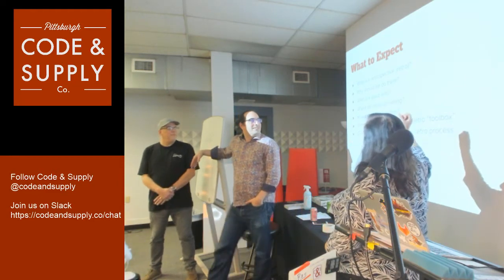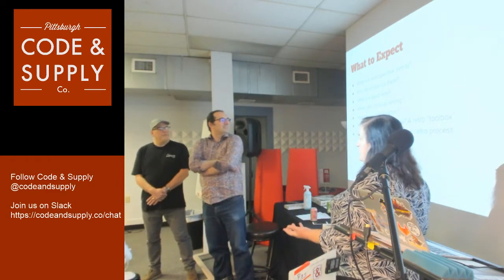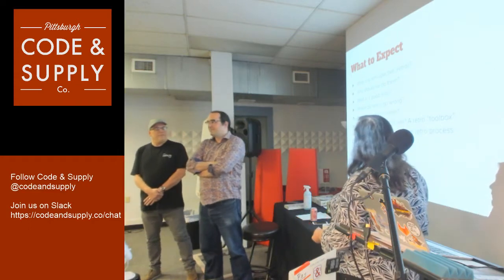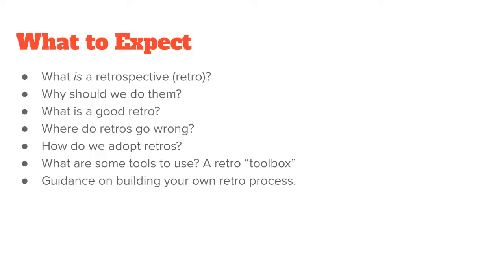These are what we're going to talk about. What's a retrospective? Sometimes we say retro, sometimes we say post-mortem. Why do we do them? What's a good retrospective? Where do they go wrong? How do we adopt retros? What are tools that we can use? A retro toolbox to give you more flexibility depending on what your situation is. And maybe some guidance on building your own retro process. I think that last one's one of the important things to stress.